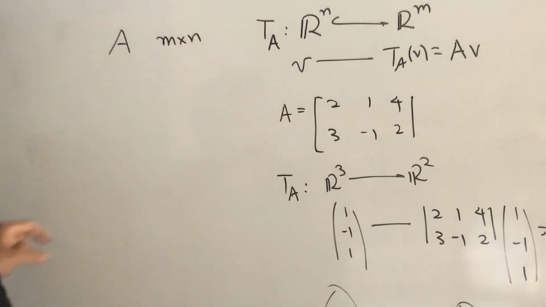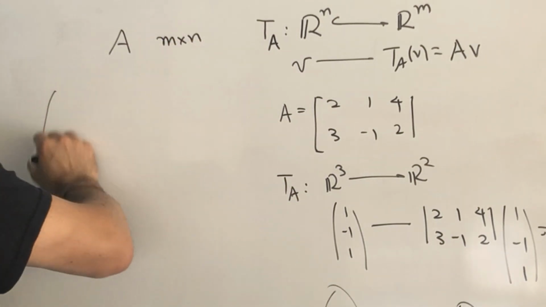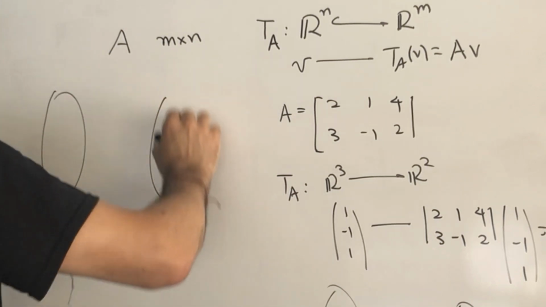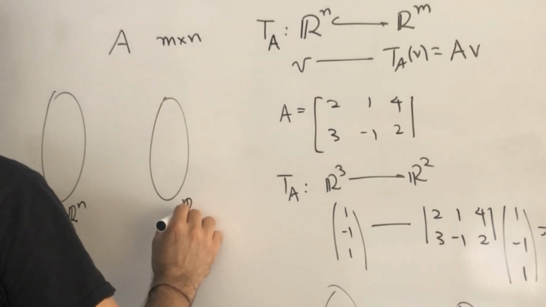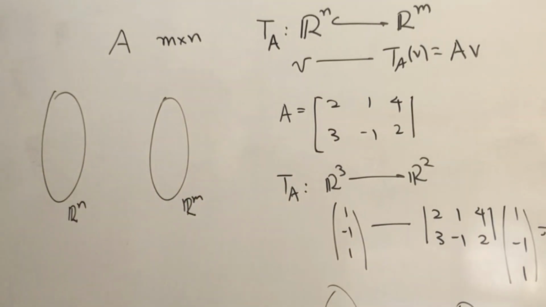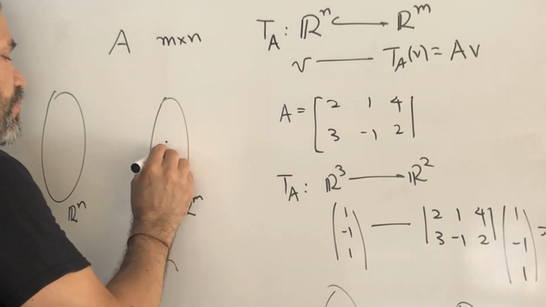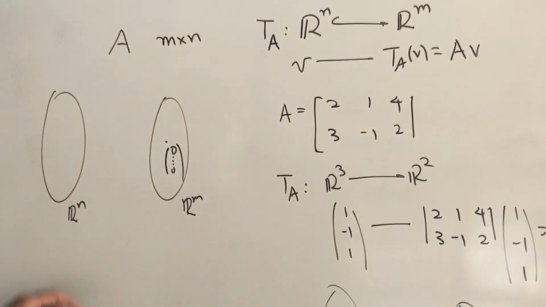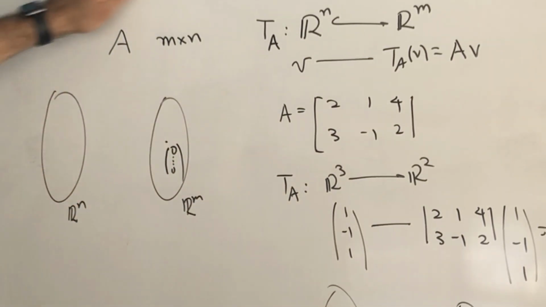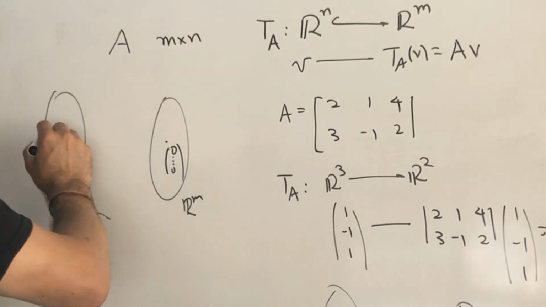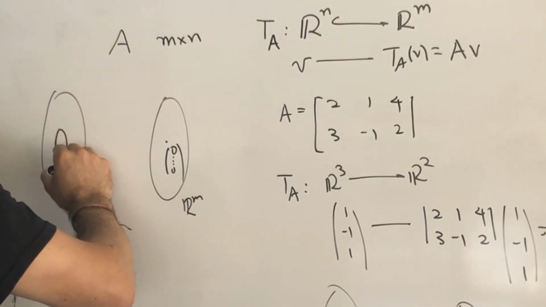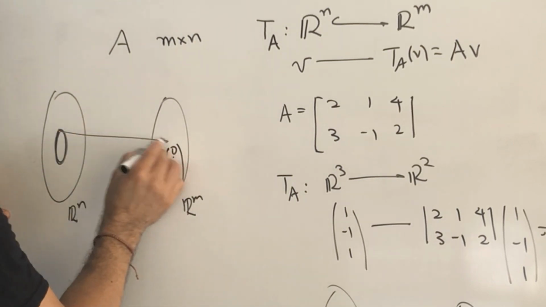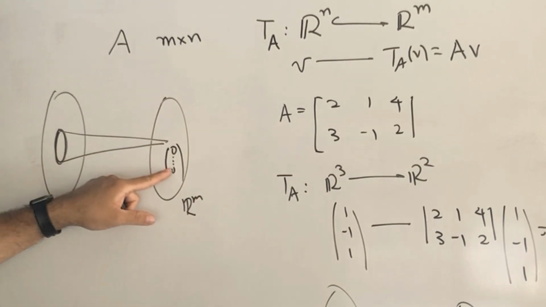In general, this matrix will take vectors in Rn into vectors in Rm. Then here we have the vector 0, 0, 0, 0, 0 in Rm. Then by definition, the null space of the matrix is the collection of vectors here in this space that go into 0, 0, 0.